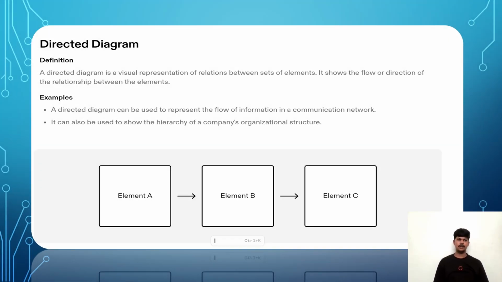Directed diagram. A directed diagram is a visual representation of a relation between a set of elements. It shows the flow or the direction of the relationship between the elements. For example, a directed graph can be used to represent the flow of information in a communication network. It can also be used to show the hierarchy of a company's organizational structure.